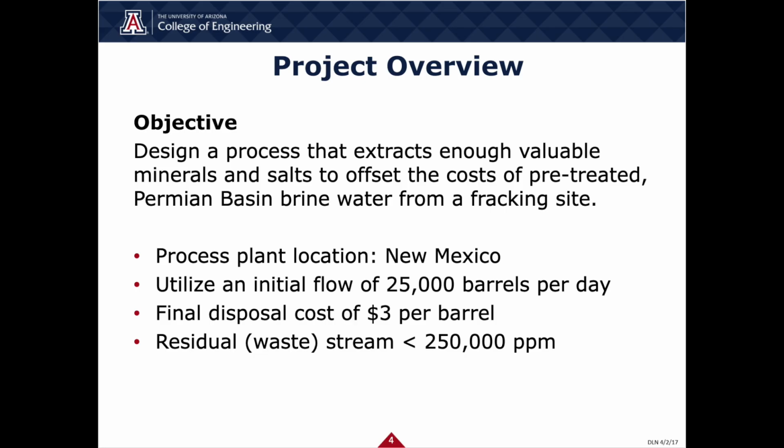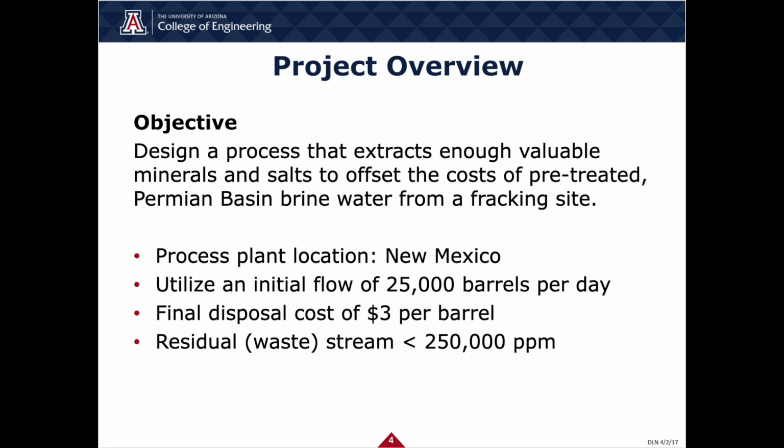The main objective of this project is to design a process that extracts enough valuable minerals and salts to offset the cost of pre-treated Permian Basin brine water from a fracking site. This overarching task is followed by finer details of what the project should consider and achieve at its end goal.